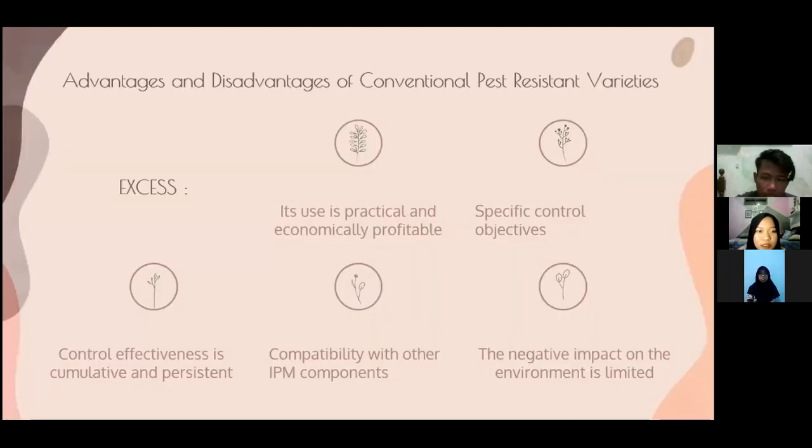Advantages and disadvantages of conventional pest-resistant varieties. Advantages: its use is practical and economically profitable, specific control objective, control effectiveness is cumulative and persistent, compatibility with other IPM components, and the negative impacts on the environment are limited.